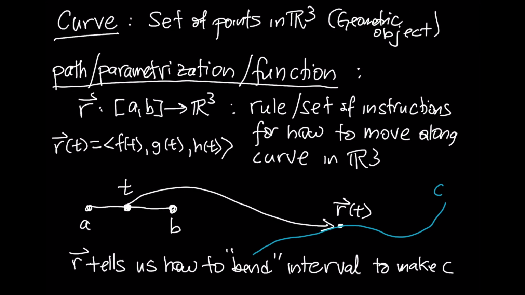A curve is a set of points in R3. It's a geometric object. Now, last time we talked about a path or a vector function. This is a rule that tells us how we should move along the curve in R3. Another way to interpret it is that this vector function r is a rule that tells you how to bend that straight line interval a to b into the curve in R3. But what we're going to do here is attach a physical meaning in addition to the geometric meaning.